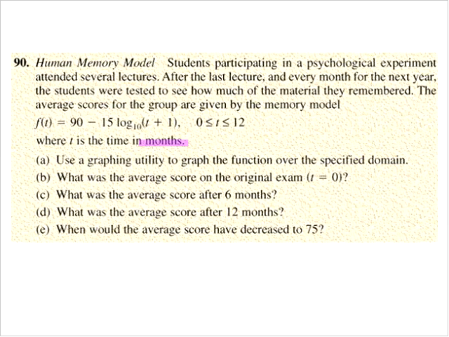Part A is just graphing it on your graphing calculator. I'll let you guys do that on your own. Part B, though, what is the average score on the original exam? So what do we get when T equals 0?